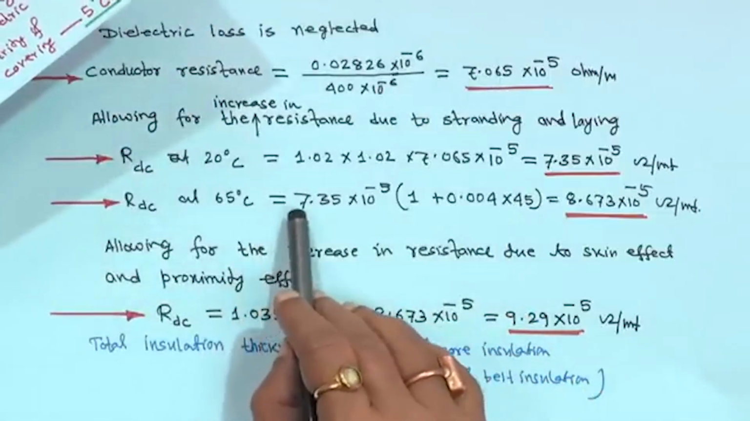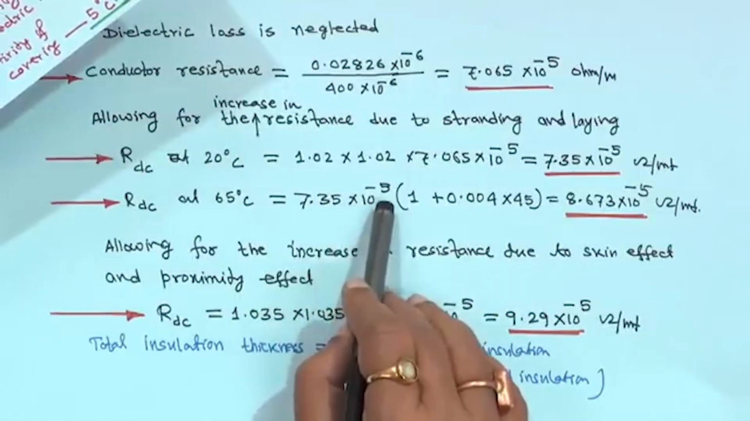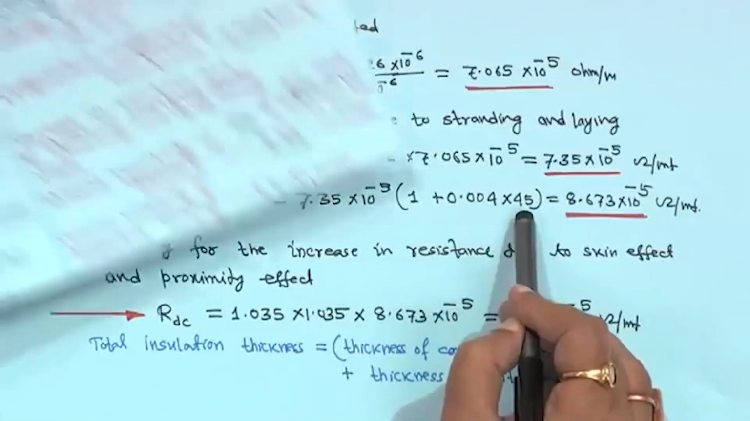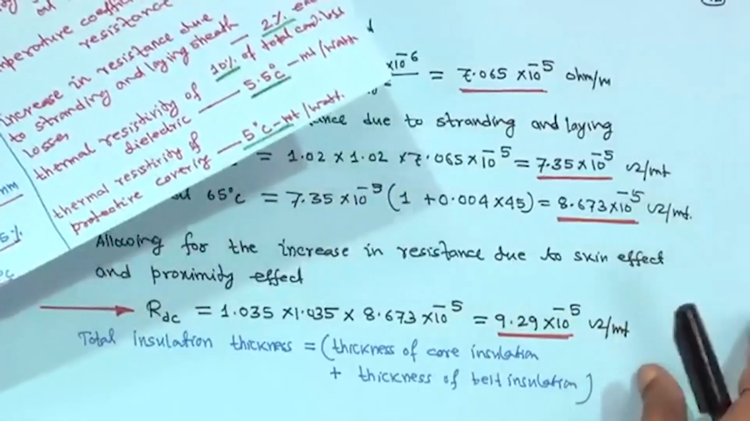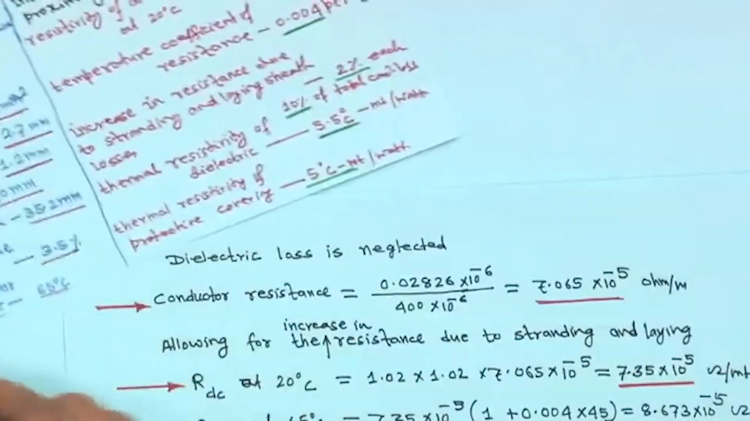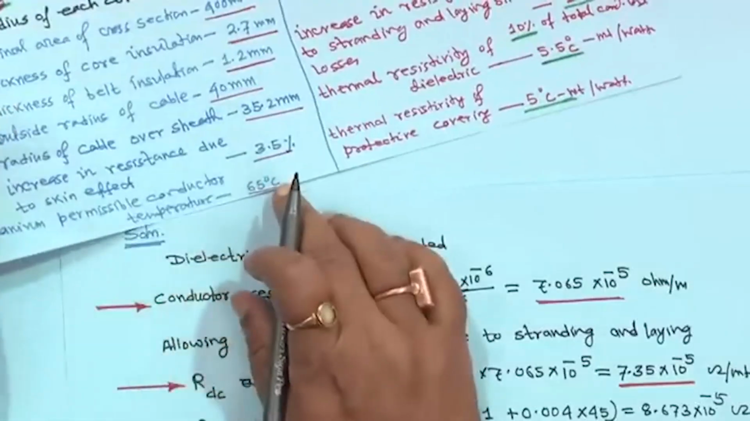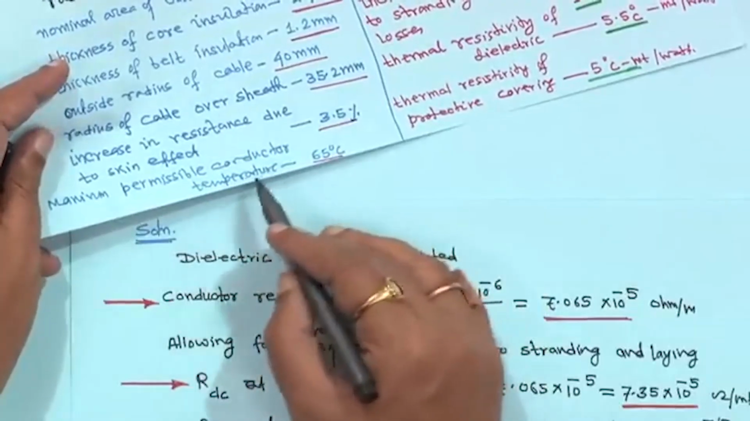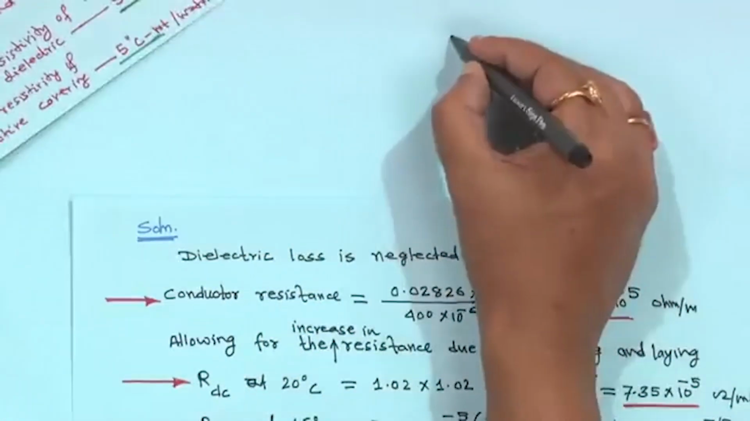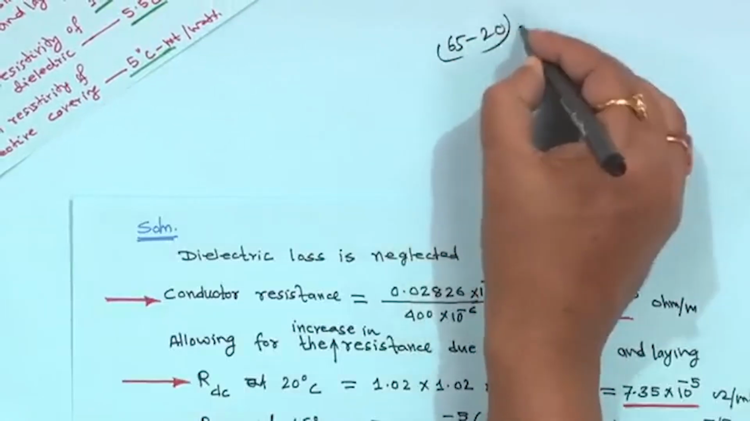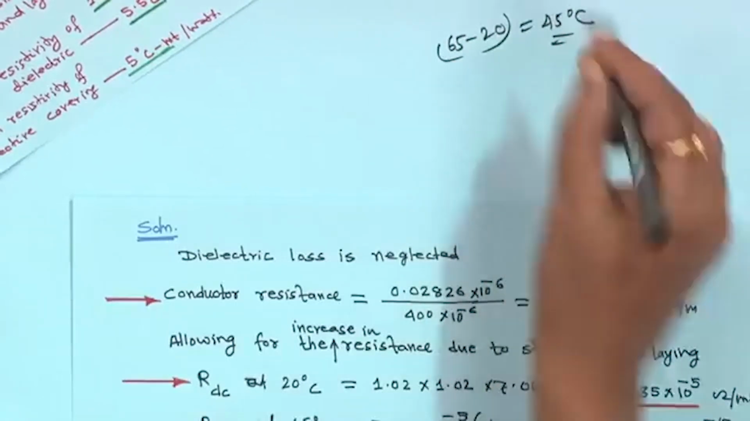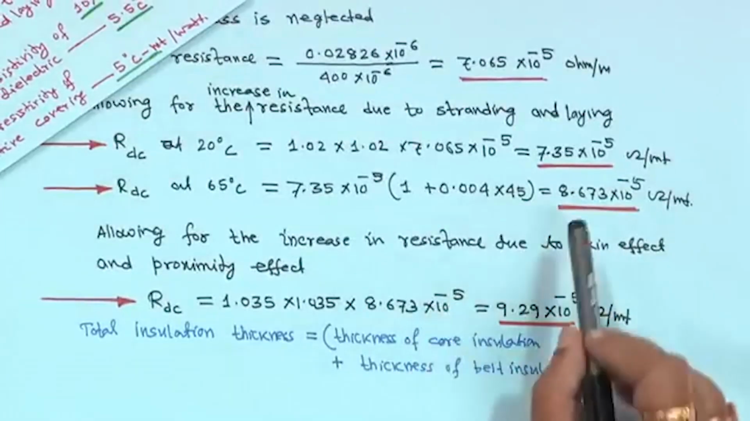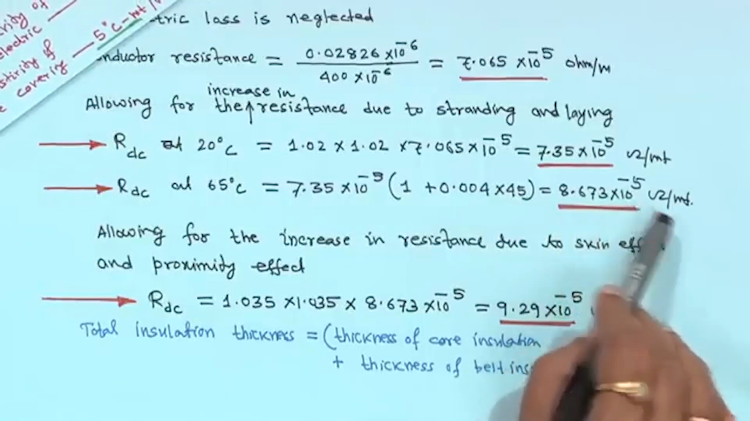Therefore, RDC at 65 degrees Celsius is 7.35 into 10 to the minus 5 in bracket 1 plus 0.004, times the temperature difference. The ambient temperature is 20 degrees Celsius and the maximum permissible conductor temperature is 65. So the difference is 65 minus 20, which is equal to 45 degrees Celsius. That is why this is multiplied by 45, which is equal to 8.673 into 10 to the power minus 5 ohm per meter.